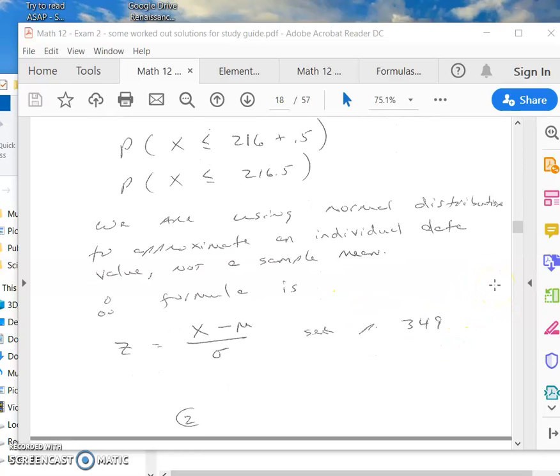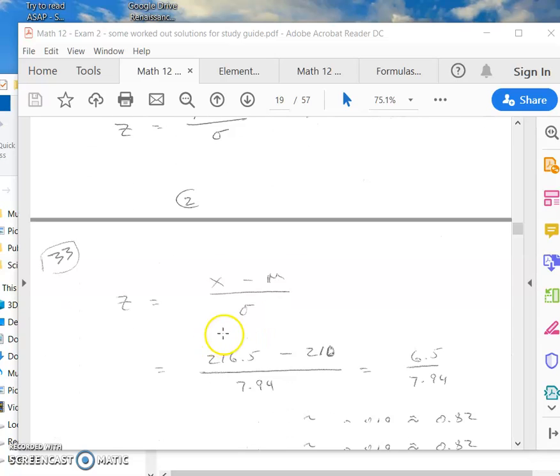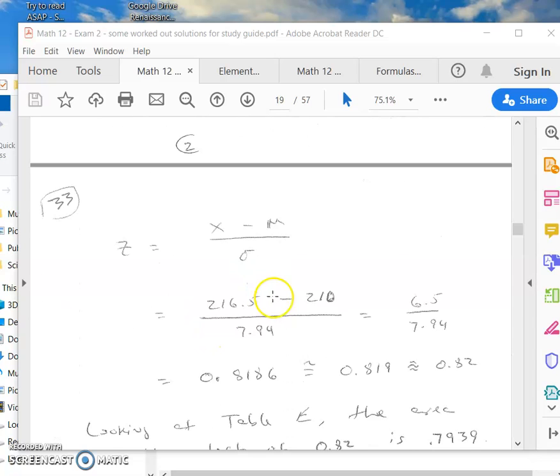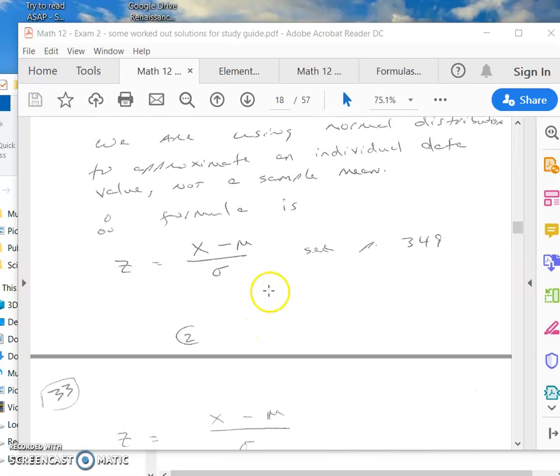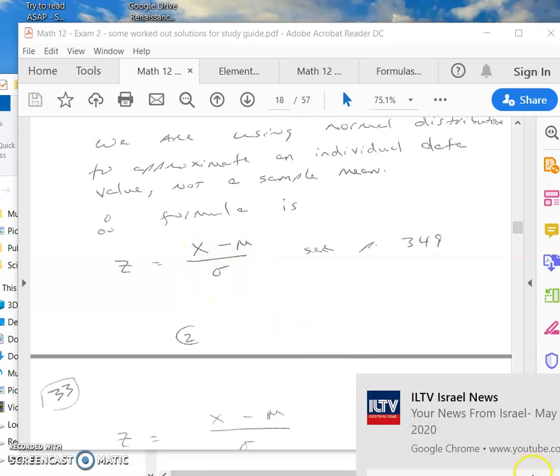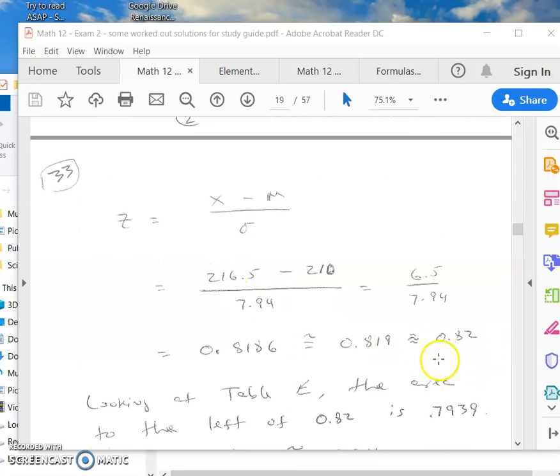I apologize for that. But in any event, we know what the transformation is. Z is equal to this. If we want to find out what Z is, we take X, take away mu, all of that over sigma. That's going to give me my Z score. So my Z score is approximately 0.82.